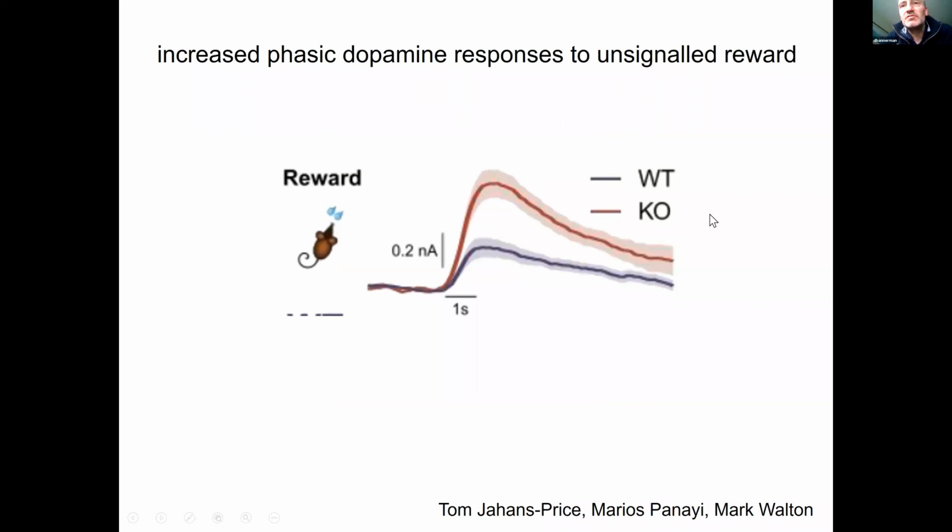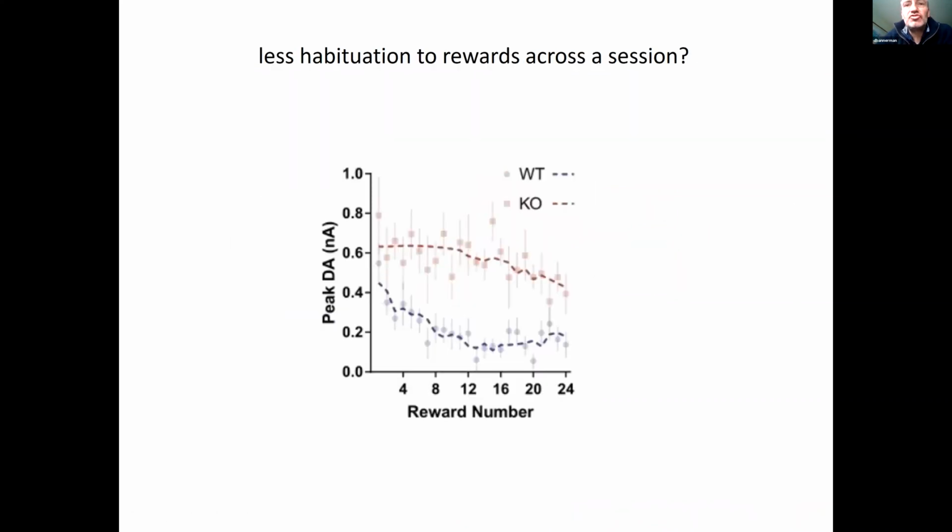Now, these are the averages taken across the whole session. So the sessions were about 40 minutes long. When we looked trial by trial, what we found was that actually, to begin with, the signals were fairly well matched, but you can see a quite rapid habituation of the dopamine signal in the wild types, whereas in the knockouts, the signal remains high for most of the session. So maybe this hyperdopaminergic state reflects these deficits in short-term habituation.